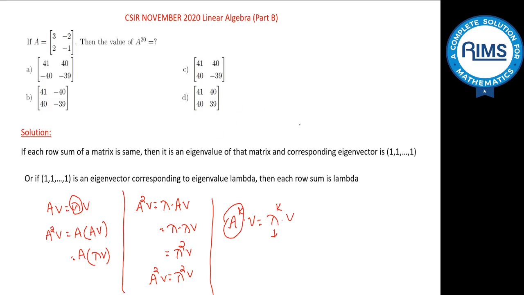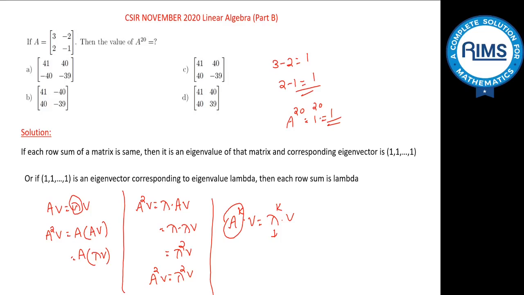What is the row sum of this matrix capital A? Here the first row sum is 3 minus 2 equal to 1, and the second row is 2 minus 1 equal to 1. That is, each row sum of this matrix is 1, so 1 is an eigenvalue, and each row sum of A power 20 will be equal to 1 power 20, which will become 1. That is, each row sum of A power 20 is 1.